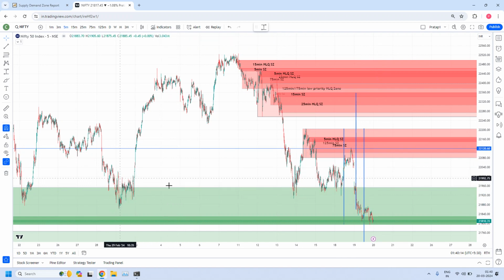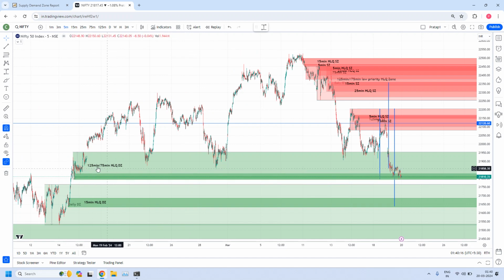But from where was this daily trend created earlier? From this 125 minutes, 75 minutes high liquidity demand zone, the daily zone was created. That was the reason behind the daily. Now the daily is gone, and our daily trend is changed. But this 125 and 75 minutes is a high liquidity zone.